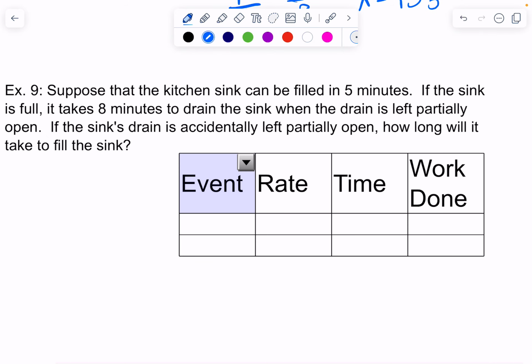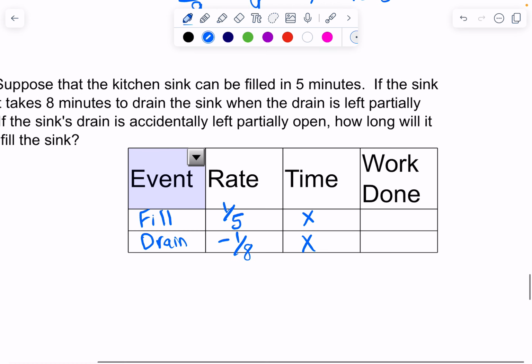Now, next, suppose that the kitchen sink can be filled in 5 minutes. If the sink is full, it takes 8 minutes to drain the sink when the drain is left partially open. If the sink's drain is accidentally left partially open, how long will it take to fill the sink? All right. First, the event, to fill and then to drain. The rate of filling the sink is 5 minutes. So the rate is they complete 1/5 of the job every X hours. To drain, remember we're taking away here in this case, so it's negative 1/8 of the job every X hours.